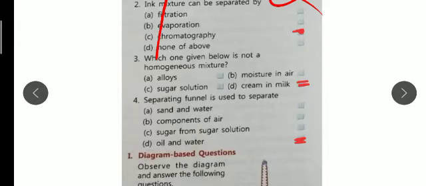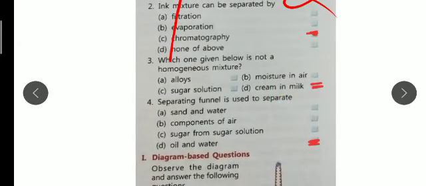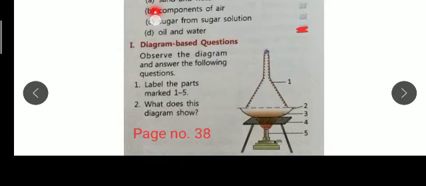Next one is, which one given below is not homogeneous? So cream in milk, because we know that milk is also a mixture of so many things, proteins are there and other suspended compounds are there, different proteins are there. A separating funnel is used to separate oil and water. Remember, this is immiscible.